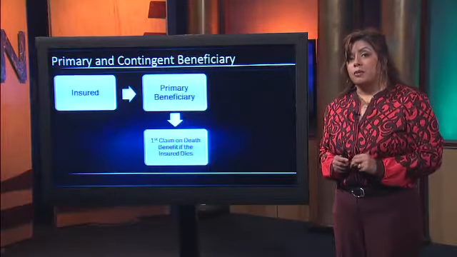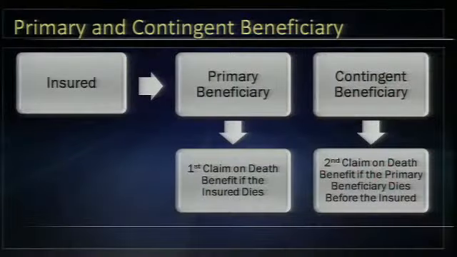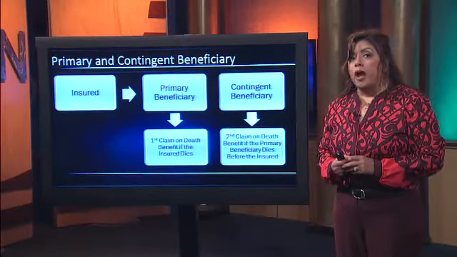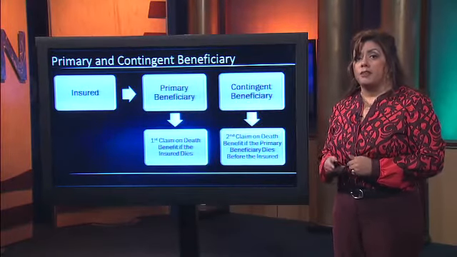Now, a second level of priority is known as a contingent beneficiary, also known as a secondary beneficiary. Again, as the word implies, secondary means second. So they would have a second claim to the death benefit if the primary beneficiary died before the insured. Now, one of the ownership rights is for the owner to assign the primary and contingent beneficiaries.